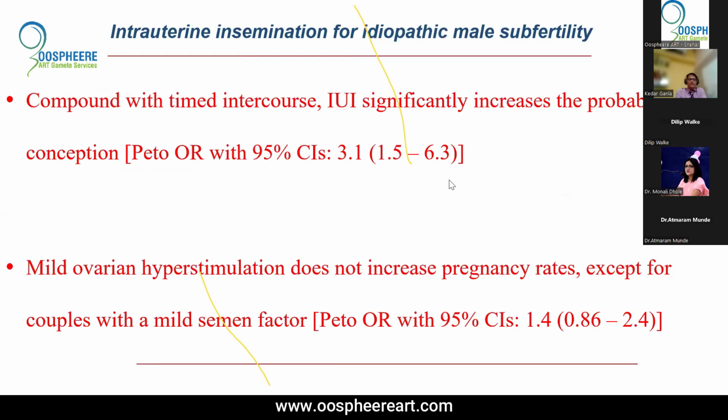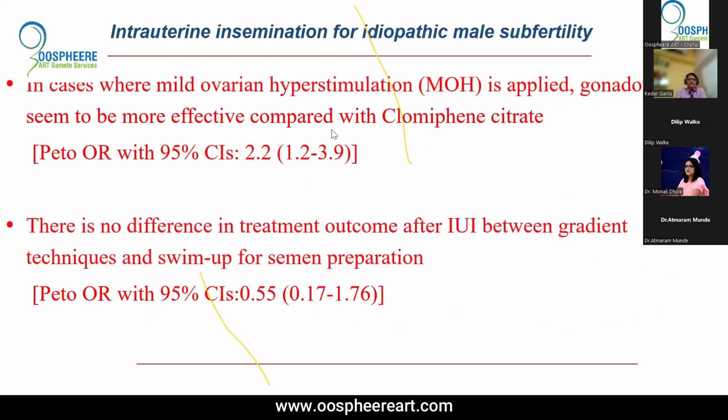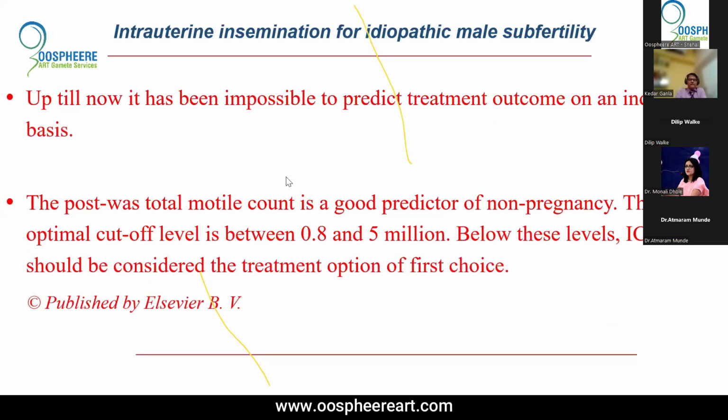Intrauterine insemination for male infertility, timed intercourse IUI is better. Mild hyperstimulation does not increase the rate with oral medication, but if you use gonadotropin, instead of one follicle, you try to get 2 or 3 follicles, it will give you better results. There is no difference found between whichever technique or semen preparation you do, in a little older study. What they found, post-wash count has to be at least 1 million.